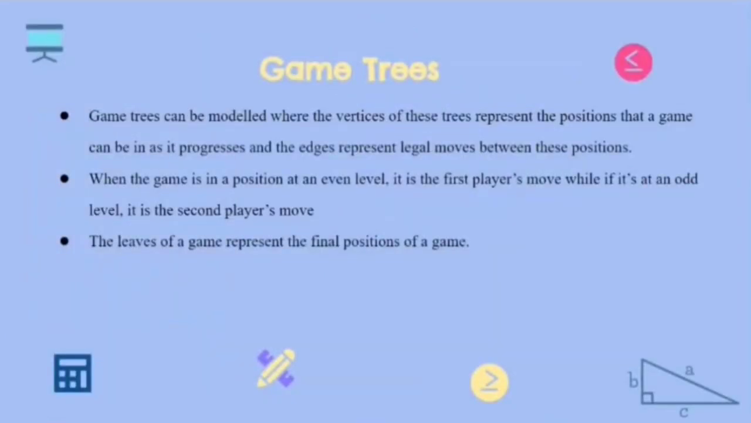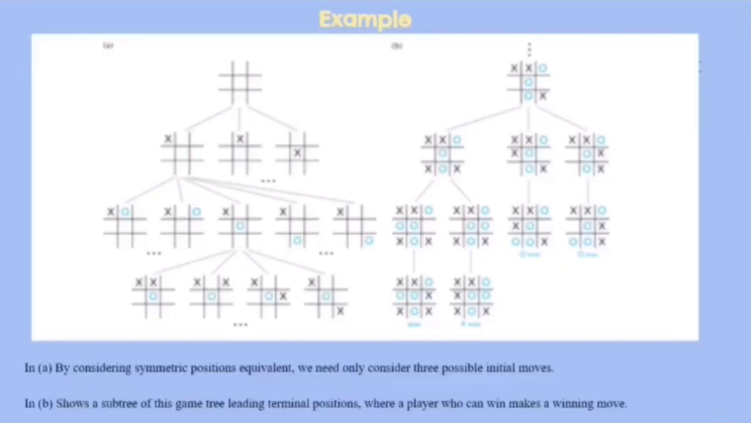And the last one is game trees. Game trees can be modeled where the vertices of these trees represent the positions that a game can be in as it progresses, and the edges represent legal moves between these positions. When the game is in a position at an even level, it is the first player's move, while if it's at an odd level, it is the second player's move. The leaves of a game tree represent the final positions of a game.